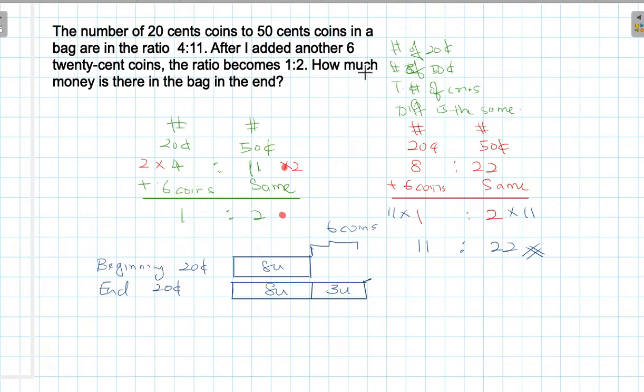Because now the question is not asking you for a number of coins. Now it's asking you for money. Okay? What is the number of money inside? So I know that 3 units equals 6 coins. So 1 unit will equal 2 coins. And then it's asking you how much money there is in the bag in the end. You know, in the end, right? This is the end.